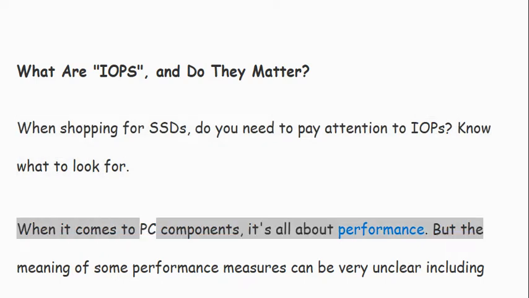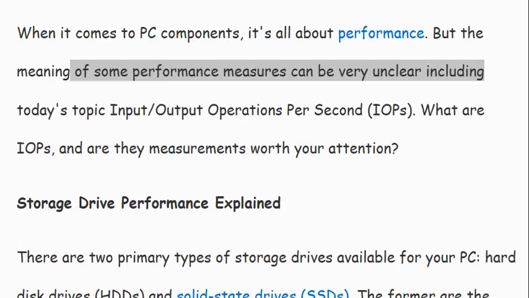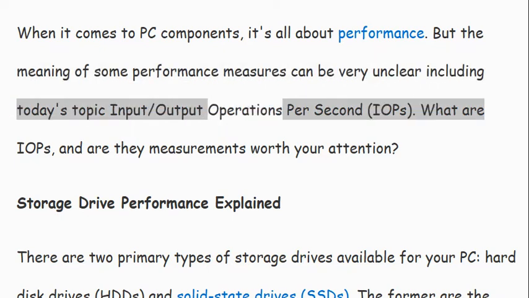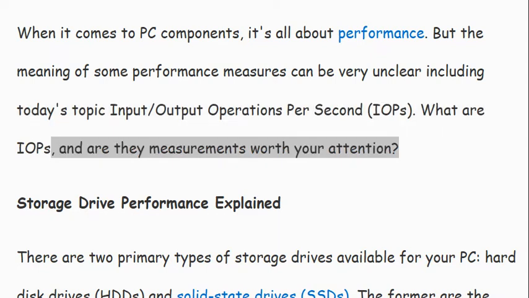When it comes to PC components, it's all about performance. But the meaning of some performance measures can be very unclear, including today's topic: input-output operations per second, IOPs. What are IOPs and are they measurements worth your attention?